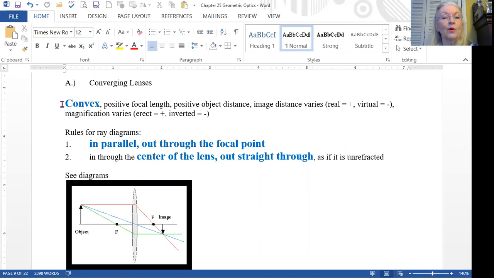So our rules for these diagrams are very similar to the rules for converging mirrors. That is, that any light that comes in parallel to the horizontal axis will exit through the focal point, and any light that comes in through the focal point will go out parallel. I know we don't have that written down. Maybe I should have.